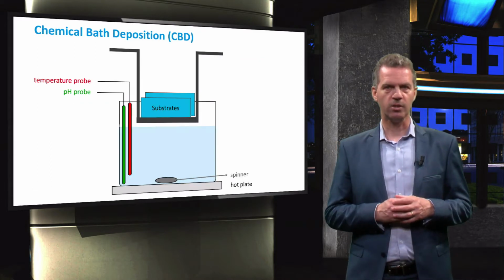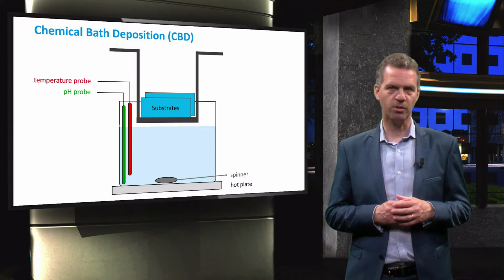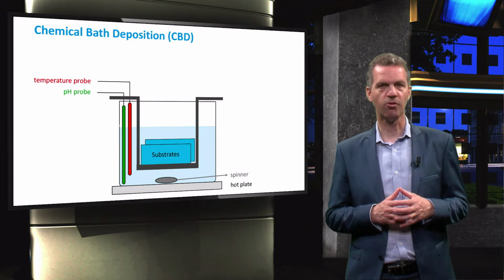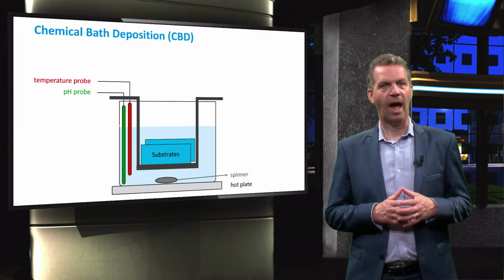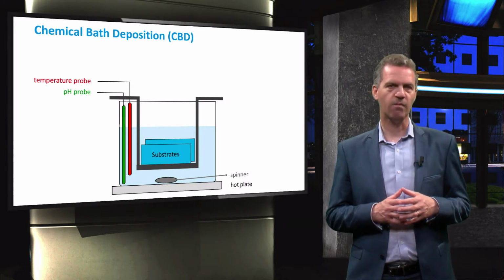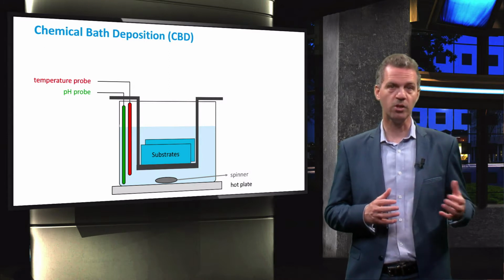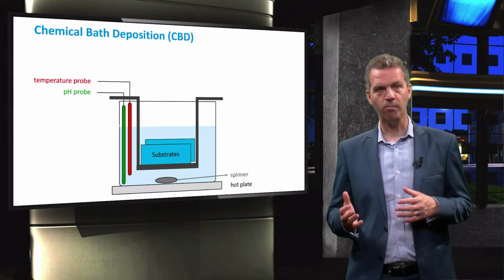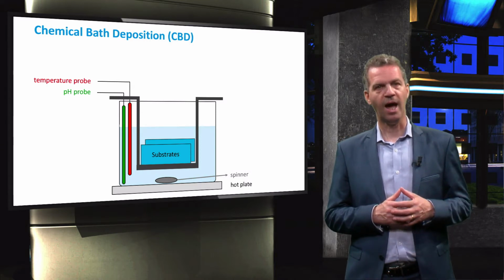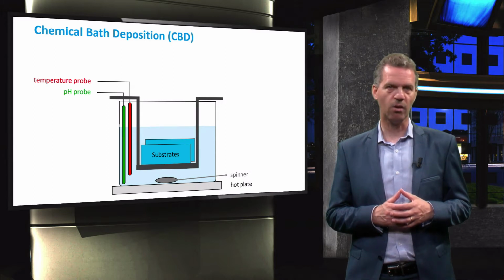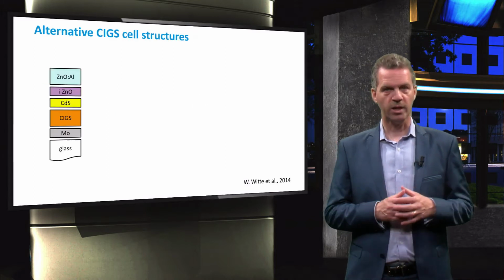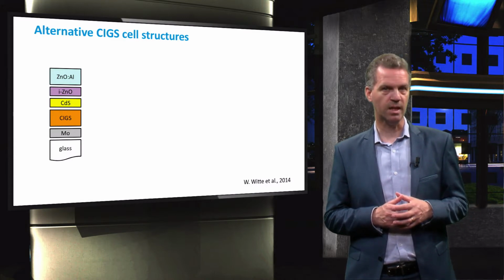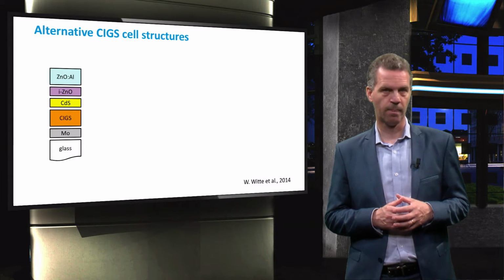Here we see an illustration of a lab-scale chemical bath deposition setup. The substrate is submerged in a precursor fluid containing cadmium and sulfur, and a thin layer of cadmium sulfide will then deposit on the substrate from the solution. The growth rate depends on the solution temperature, composition, the deposition duration, and the topographical and chemical nature of the substrate. Although the cadmium sulfide layer has many advantages, the environmental issues made the industry look for alternatives.